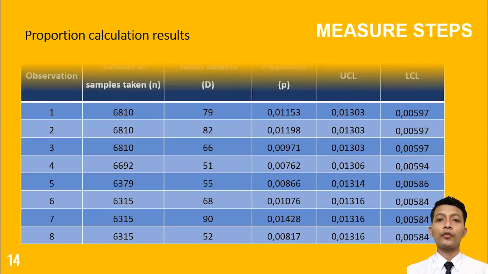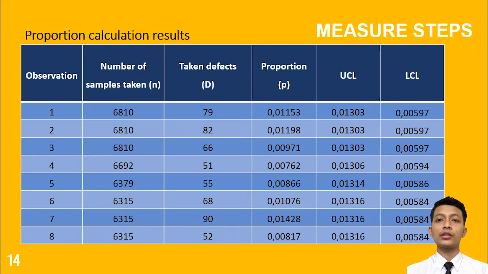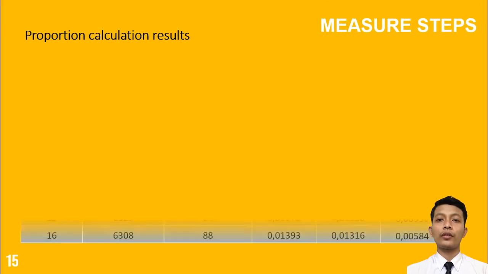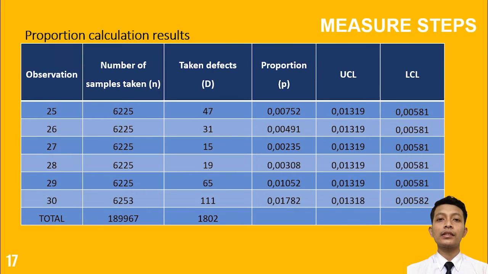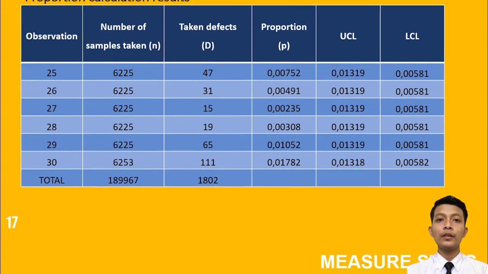This is the result of calculation from the first to the 8th observation. This is the result of calculation from the 9th to the 16th observation. This is the result of calculation from the 17th to the 24th observation. This is the result of calculation from the 25th observation to 30.